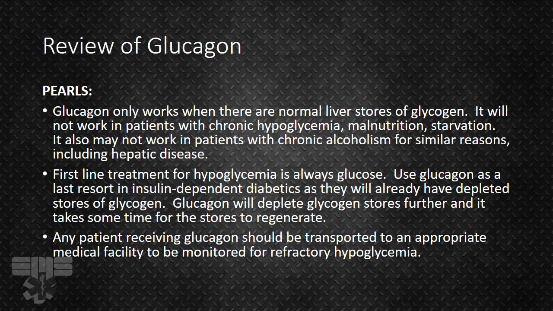First-line treatment for hypoglycemia is always glucose. Use glucagon as a last resort in insulin-dependent diabetics, as they will already have depleted stores of glycogen. Glucagon will deplete glycogen stores further, and it takes some time for the stores to regenerate. Any patient receiving glucagon should be transported to an appropriate medical facility to be monitored for refractory hypoglycemia.